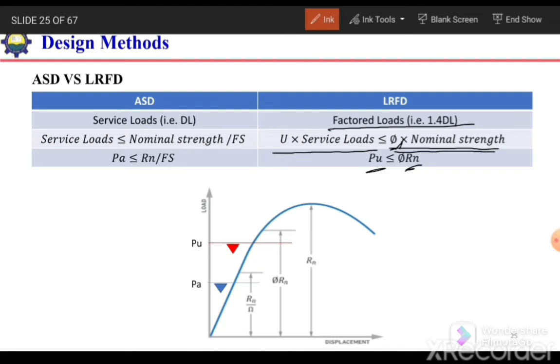So in case of LRFD, we reduce the nominal strength by multiplying it with the phi factor. It is a very small factor. In case of steel tension members, it is 0.9, sometimes it is 0.75. And we also increase the service load by multiplying it with a factor. Then we compare the design strength with the applied factored loads, and the design strength should be more than the factored loads. So this is the approach used in LRFD. We apply the factor on load as well as on the resistance.